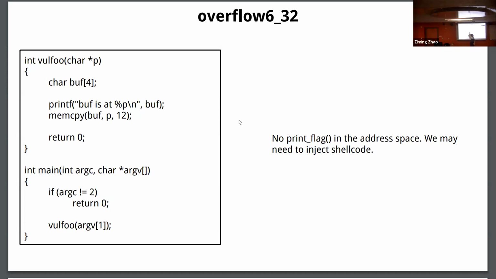So this program, obviously, there is no print flag function in it, which means you need to inject the shellcode into the address space. In this case, we can put shellcode onto the stack. So far, the stack is executable. So that's basically the program, very simple. The only difference is the memcpy part. We used to use strcpy, but that's basically the same thing.